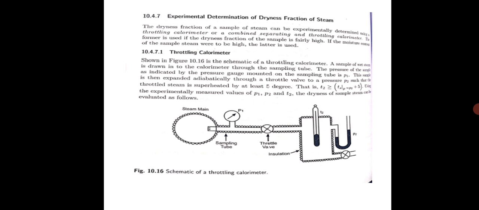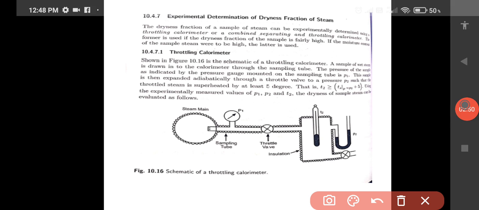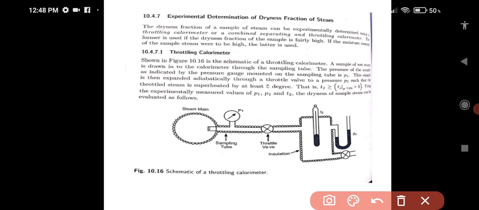So you can see in the sketch, this is the steam main, like a boiler or some vessel where you want to find out the dryness fraction of the steam. So what you are going to do is take a sample. This is a pipe for sampling. In this pipe, first we have put one pressure gauge here.